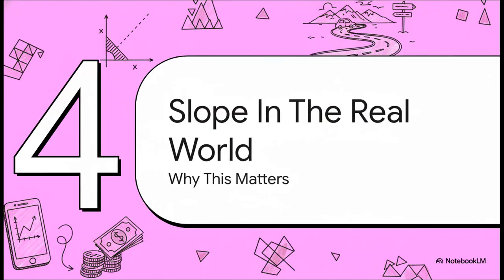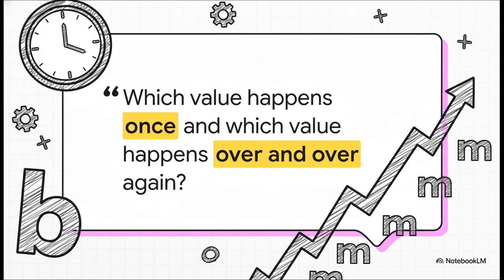So why do we care about any of this? Because these stories aren't just stuck on graphs, they're literally everywhere. This is where we take that abstract math and connect it to stuff you see every day, from your phone bill to planning a road trip. I love this quote. It's the perfect way to figure out how to turn a real-world problem into a math equation. Anytime you're stuck, just ask yourself this: which value happens just once, and which value happens over and over and over again? The one-time thing, that's your b. The repeating thing, that's your m.